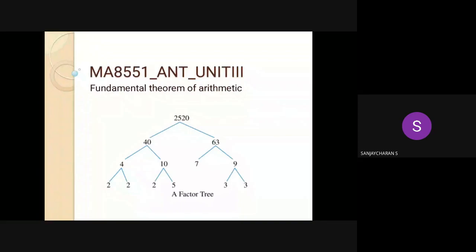That is, any integer which is greater than or equal to 2 is a prime number or a product of prime numbers. This is nothing but the fundamental theorem of arithmetic.